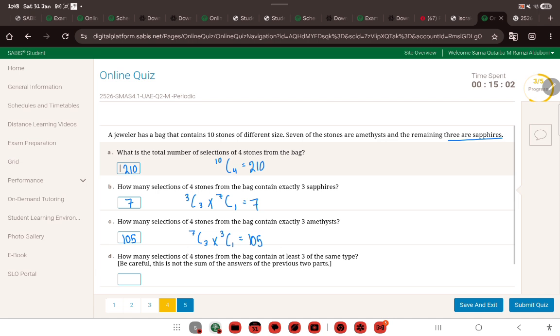It says how many selections of the 4 stones from the bag contain at least 3 of the same type. So it can be 3 or 4 or more. Because the maximum is 4 stones, so it's either 3 or 4. And we have only 3 sapphires. We cannot choose 4 sapphires. But we have 7 amethysts, so we can choose 4 amethysts and 0 sapphires.